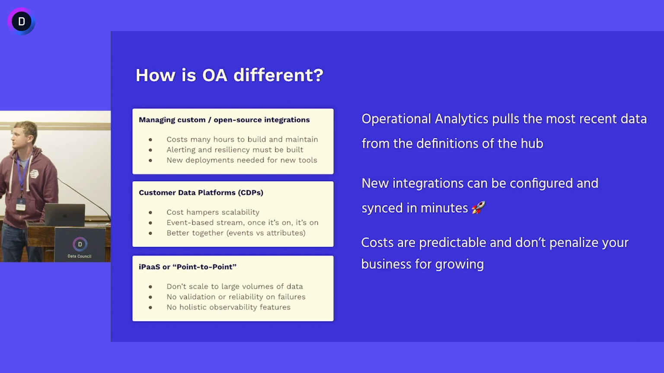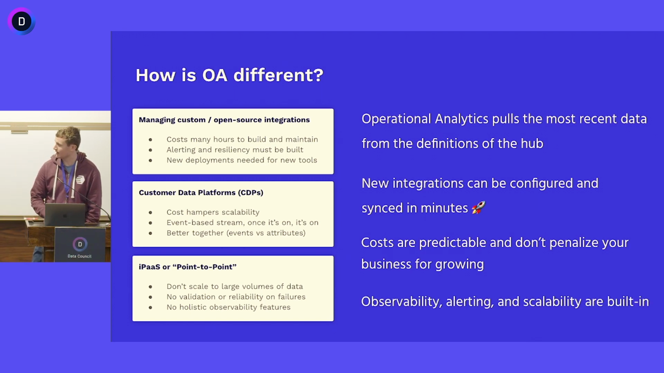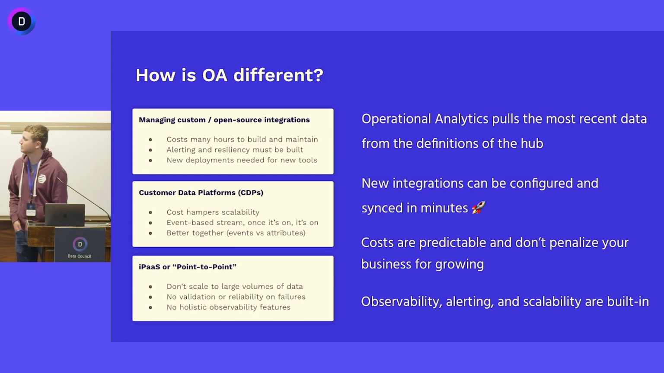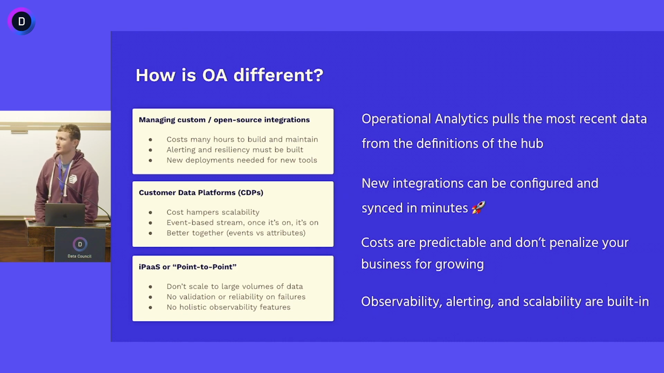Another piece is that costs are predictable. They don't penalize your business for growing. Census's cost model is based on destination fields. So what are the columns in a table that you are syncing over to the different destination objects? It doesn't depend at all on data volumes, and there are no hidden fees regarding that. And then the observability, alerting, and scalability are all built into the architecture, such that you don't have to worry about if things fail. Census can just take care of that for you.